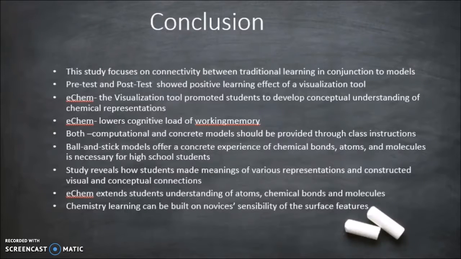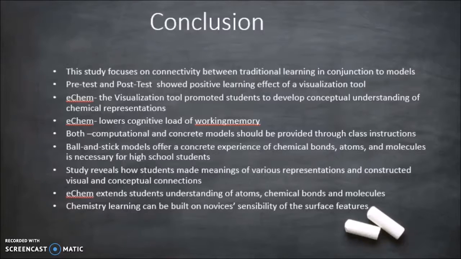This study focuses on connectivity between traditional learning in conjunction with models. A positive learning effect shown by the significant difference between the scores of pre-test and post-test may be partially attributed to using a visualization tool in science classrooms. A computer-based visualization tool like eChem in particular improves students' ability to make transformations between 2D and 3D models, and this ability might help them to develop an understanding of isomers and polarity.